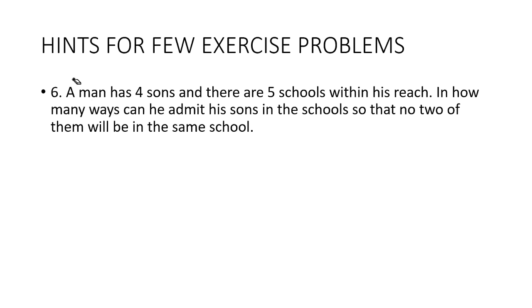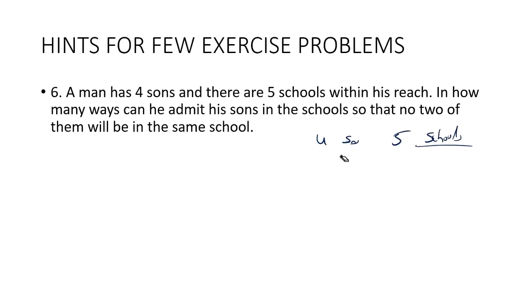The statement of this problem is like this. A man has 4 sons and there are 5 schools in his reach. In how many ways can he admit his sons in these schools so that no 2 sons go to the same school? So first try to understand the question. Here we have 4 sons and 5 schools. Now the question is, we have to admit these people in these schools so that no two sons go to the same school, or no 2 children go to the same school.